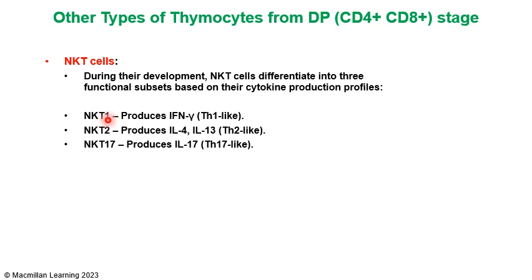So your natural killer T1 is very good at producing interferon gamma. Your natural killer T2 is very good at producing interleukin 4 and 13. Okay, so here you have gamma, here you have 4 and 13. And your natural killer 17, thank goodness, produces interleukin 17. At least you can remember that.